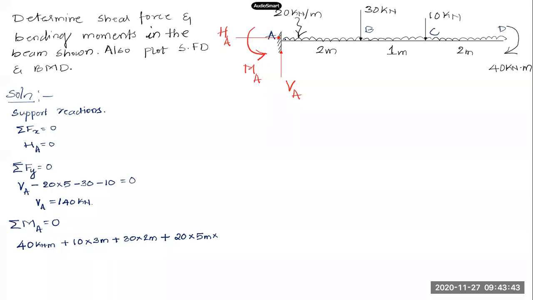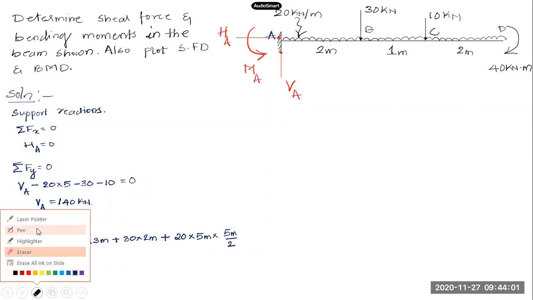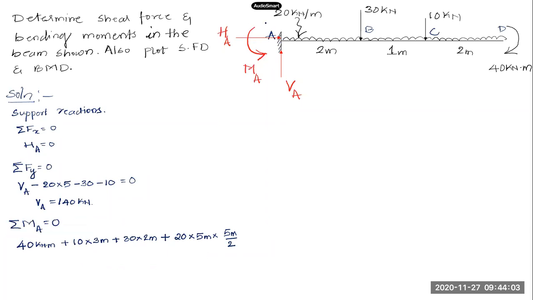So I'm calculating moment about point A. So it will be into 5 meters by 2. Okay, so this will give me the moment about point A. One more is the reaction I showed here, that should be added to this. The reaction in the form of moment MA, which is directly at A, I assume to be in anti-clockwise direction. So what this gives me is minus MA is equal to 0.